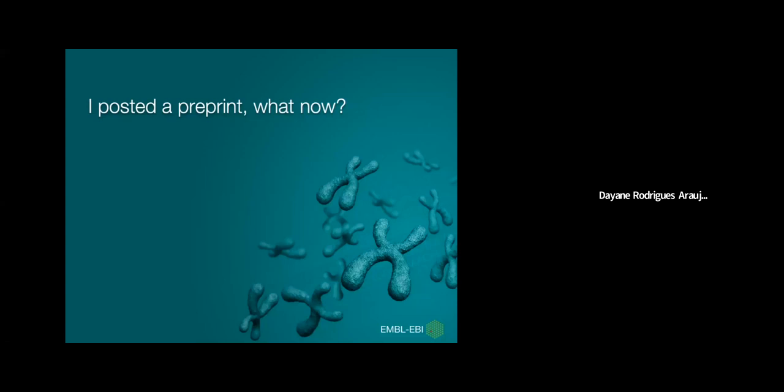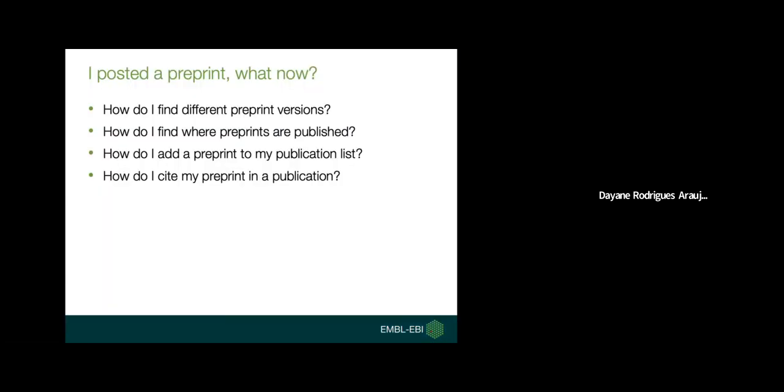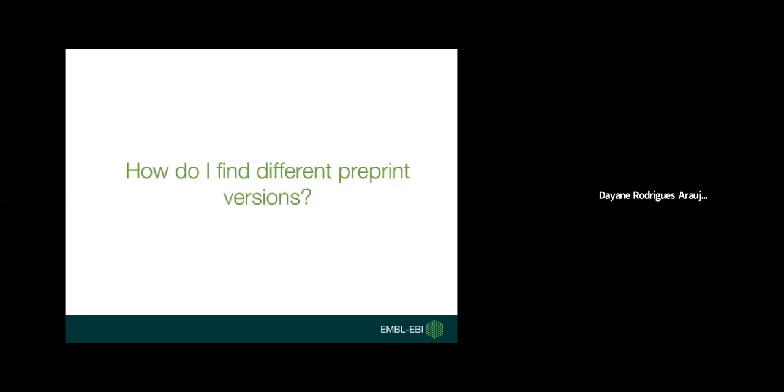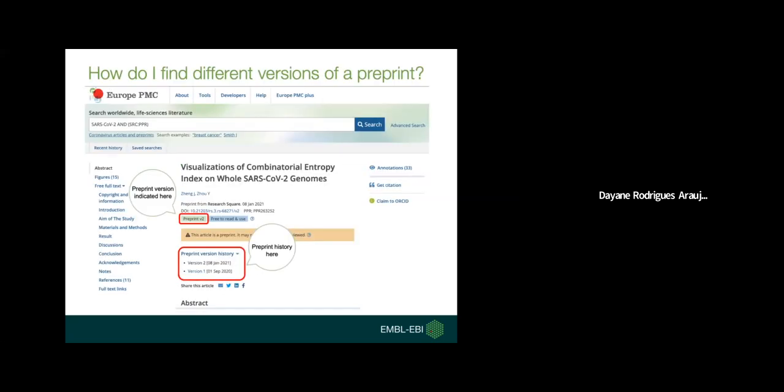So now I posted a preprint. What happens now? You might be wondering how to find different versions, or how to find where preprints were published afterwards, or how to add a preprint to your publication list, or how to cite your preprint in a publication. So let's start with how to find different preprint versions.